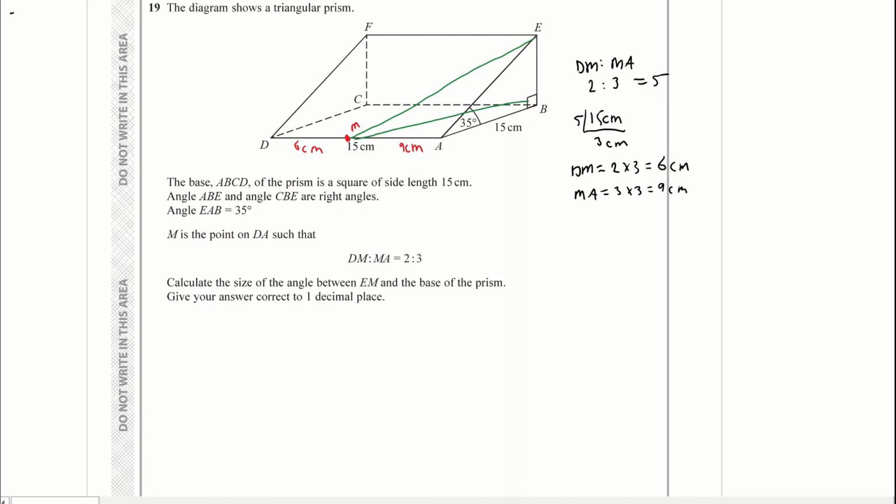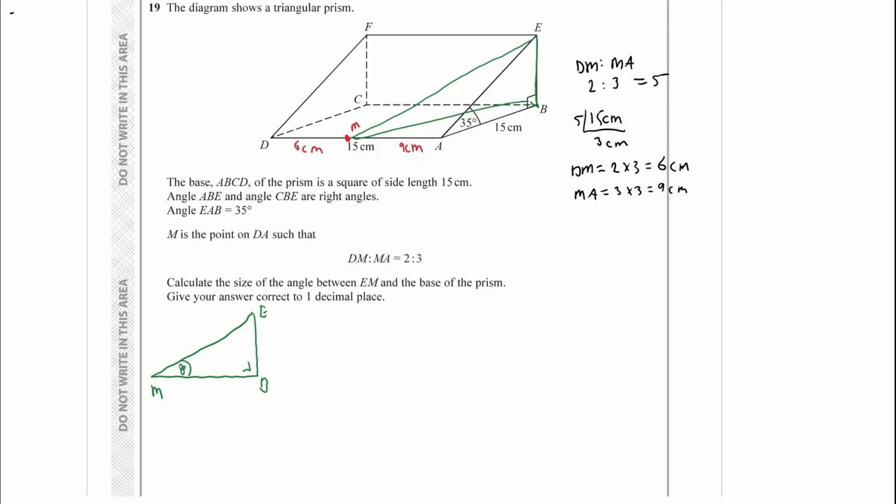And what I know is I also have my EB. So there's my triangle. And we're focusing in on that triangle. So that's basically the key to this question. So I'm looking at this triangle now throughout this question, E to B, across the base to M. And I have a 90 degree angle here on the base. And that's as much as I know. So we're trying to find this angle, let's call it theta. So calculate the size of the angle, which we've marked, and give your answer to correct one decimal place.